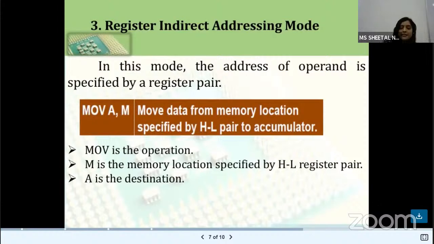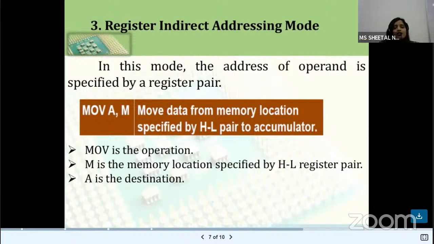This instruction means the content of the memory location specified by the HL register pair will move into the accumulator. This instruction can be anything like MOV B comma M, MOV A comma M, MOV C comma M, meaning any general purpose register or accumulator, and M the memory location. It can also be like MOV M comma B. With the help of this instruction, the contents of register B will move into the memory location specified by the HL register pair.